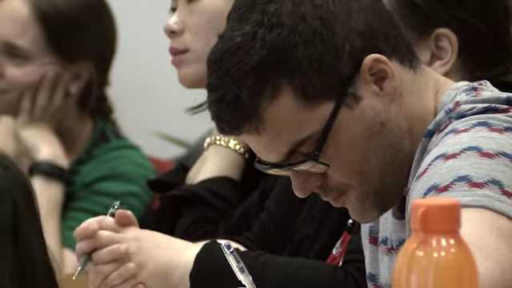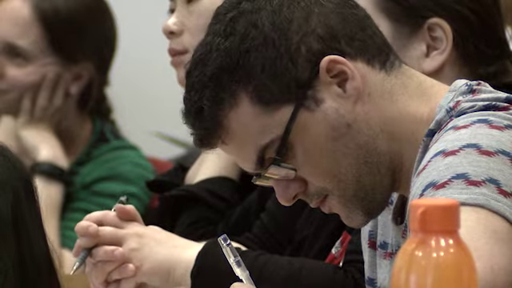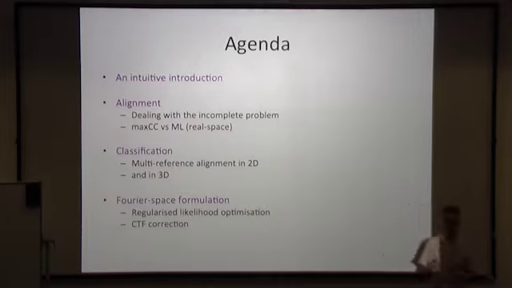Today's lecture will be the theoretical background of what happens inside the program, hopefully taking away some of the things that might seem a bit magic otherwise. So I'll start with a very intuitive introduction, and then we'll go into the detail of alignment of images. How do we get them all into register?